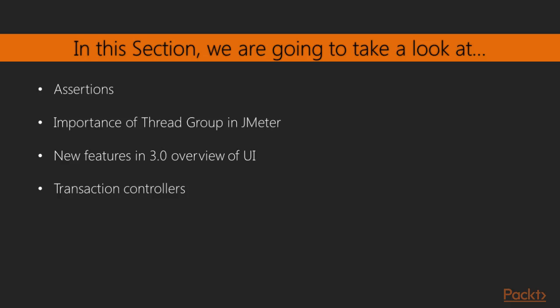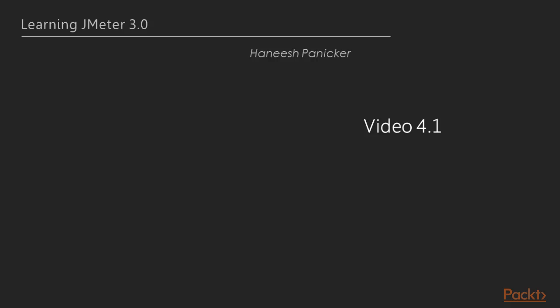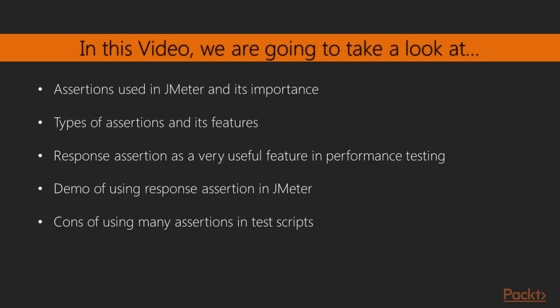In section 4, we will be covering 4 topics, and those are Topic 1, Assertions, Topic 2, Importance of Thread Group in jMeter, Topic 3, New Features in 3.0 Overview of UI, and Topic 4, Transaction Controllers. Let us start with Topic 1, Assertions.